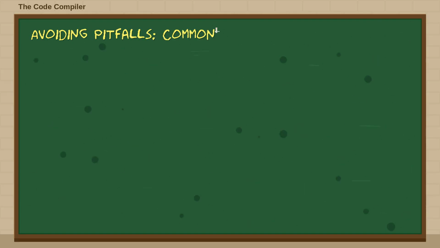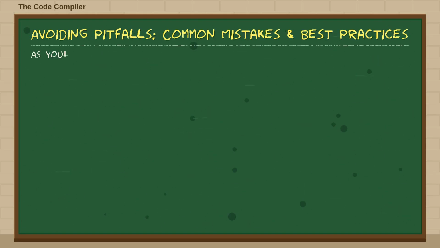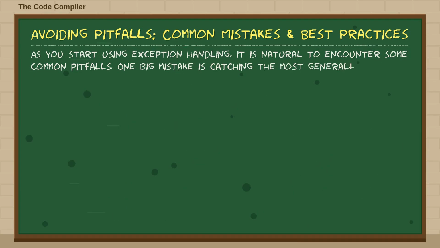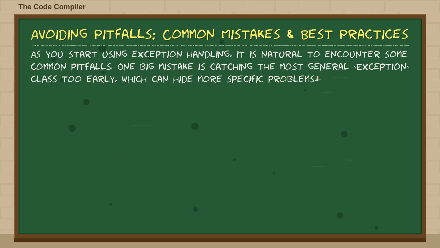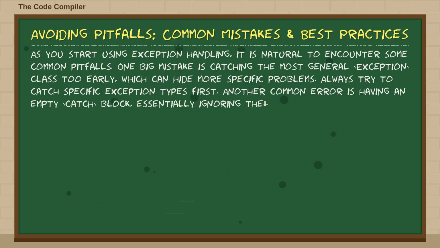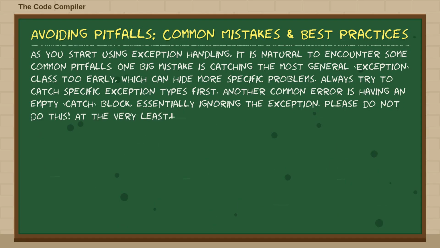As you start using exception handling, it is natural to encounter some common pitfalls. One big mistake is catching the most general exception class too early, which can hide more specific problems. Always try to catch specific exception types first. Another common error is having an empty catch block, essentially ignoring the exception. Please do not do this. At the very least, log the error so you know something went wrong.